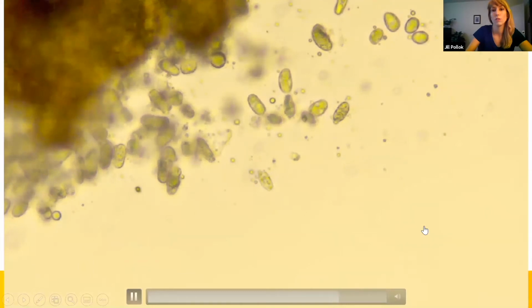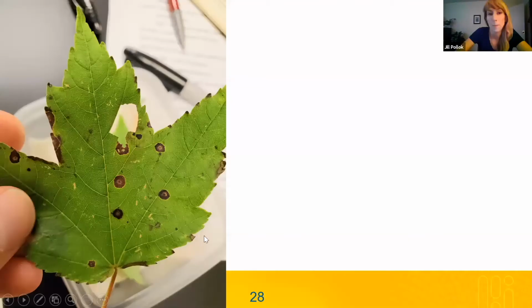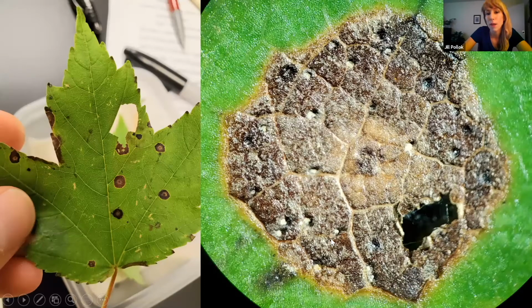And that is the same disease that causes these leaf spots on maple. This is a little bit overexposed, but here's the leaf spot on maple, and all these black spots right here with the white coming out are the fruiting bodies, the pycnidia of the fungus, and the white is actually the spores coming out.